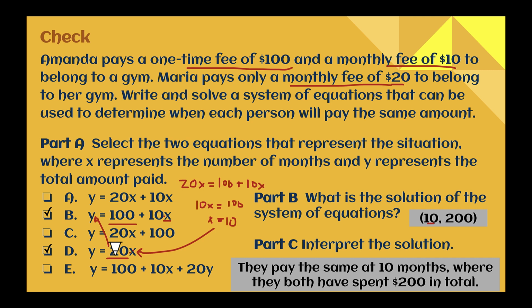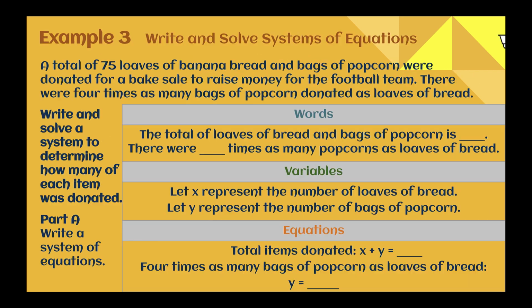Interpreting this, that means they pay the same amount at 10 months, where the total is $200. If I plug in 10 here, just to double check, 10 times 10 is 100, plus 100 more is also 200. So for both of them, at 10 months, the cost was $200.